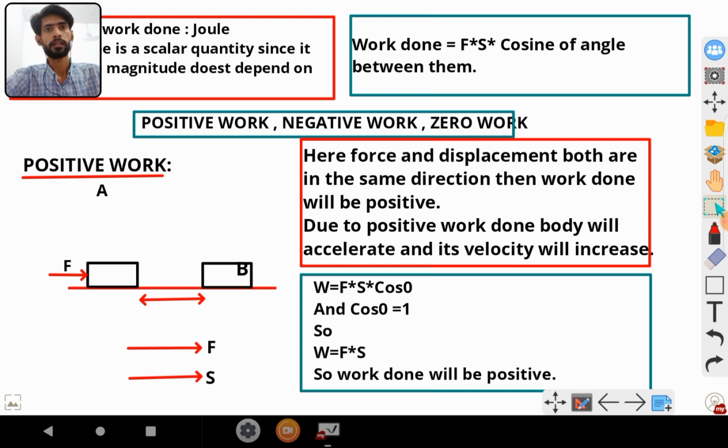Based on the angle between force and displacement, we can differentiate the work into three different types, that is positive work, negative work and zero work. So first of all, we need to figure out what positive work is.